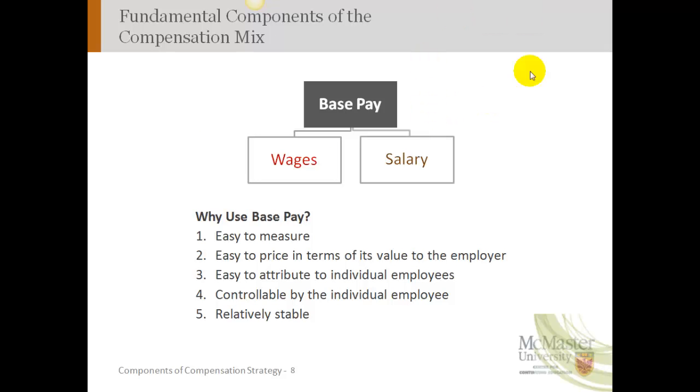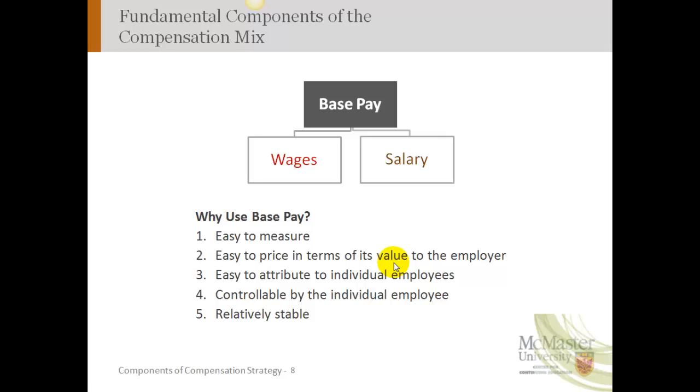So now, let's look at the fundamental components of each element of the compensation mix. The first element is base pay. Wages are usually associated with hourly workers, and salary with workers that are salaried, or get a particular base pay that doesn't change, maybe office professional workers. Base pay is quite common because it's easy to measure. I know how much I'm paying you. It's easy to price in terms of its value to the employer. So I can look at the market: what's the market paying for administrative assistants in my area? And again, I'm going to pay that.